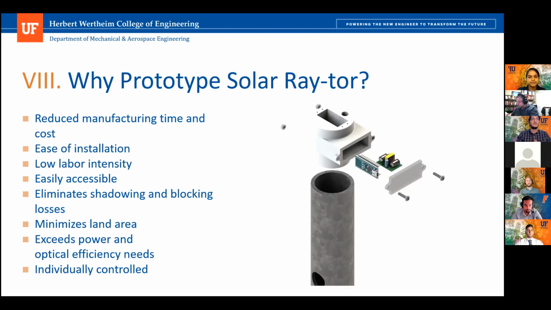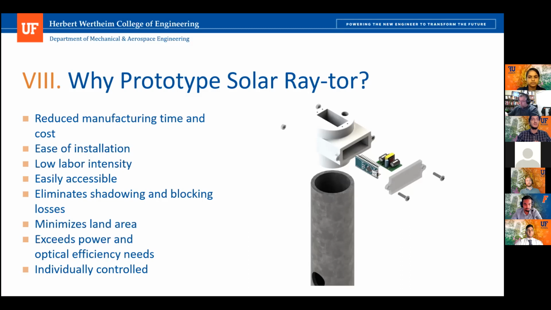The field layout minimizes the land area required. The closest packing of modules to the tower is the layout that we have currently. The layout still ensures that the project exceeds the power and optical efficiency demanded by the customer.